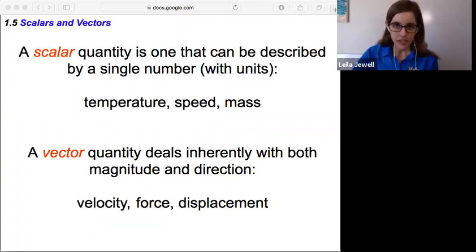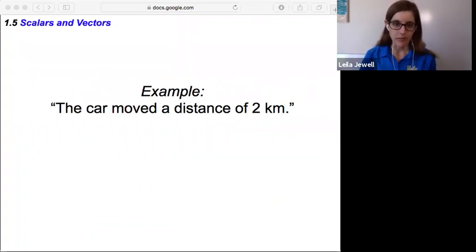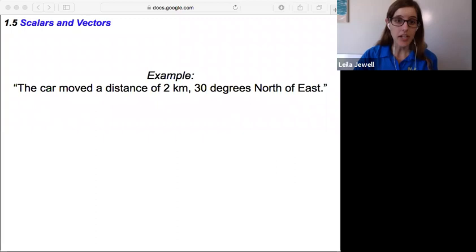So let's look at an example here, because this helps to highlight it. The car moved a distance of 2 kilometers. At this point, it's just a scalar. We know that the car's gone 2 kilometers, but where is the car? We don't actually know. There could be any range of possibilities, but we could get more specific, and we could say, hey, the car moved a distance of 2 kilometers, 30 degrees north of east. Now that we've filled in that direction, we can know exactly where that car is, right?